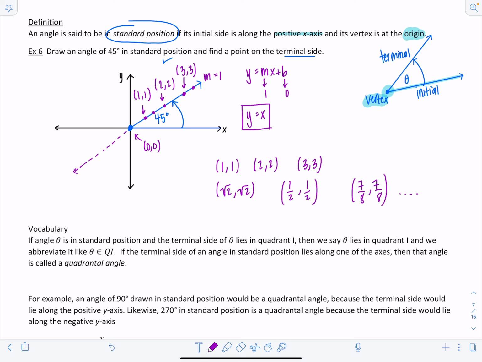Good. Now some vocabulary that you're going to need to familiarize yourself with. So if an angle theta is in standard position and the terminal side of theta lies in quadrant 1, then we say theta lies in quadrant 1. So basically we characterize an angle and say where it lives based on where the terminal side is, if that makes sense. And we abbreviate that by saying theta is an element or belongs to quadrant 1. So if you haven't seen that notation before, it means is an element of or it belongs to.